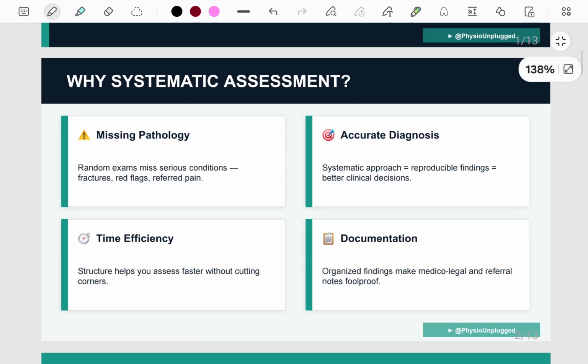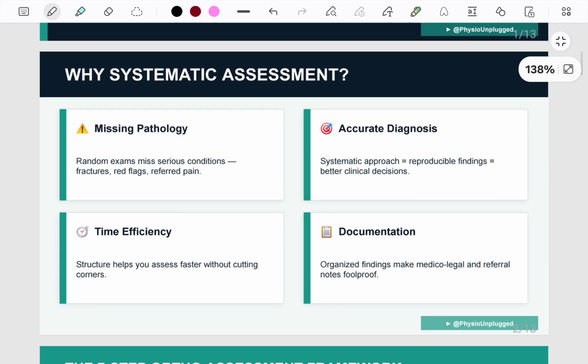Now, why systematic assessment? Why exactly are we doing this assessment? See, before I jump into the steps, let me ask you a question. Have you ever examined a patient, and you felt you are blank, like, where do I start from? Shall I ask the symptoms first? Shall I ask the history first? What exactly do I need to do? See, this happens when you do not have a proper system.